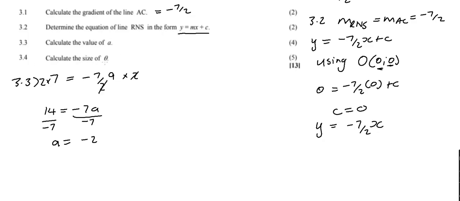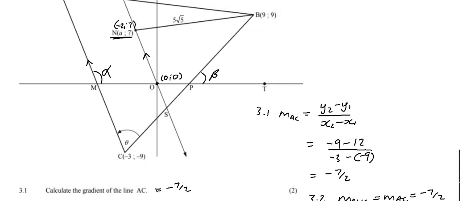And then lastly, they want us to calculate the size of theta. Let's look at where theta is. There is no formula to find theta as it belongs to this point. However, there are formulas to find beta and alpha. Remember, beta is an angle of inclination for a positive gradient. Clearly, when the straight line is increasing as x increases, it has a positive gradient. So it is easy here.